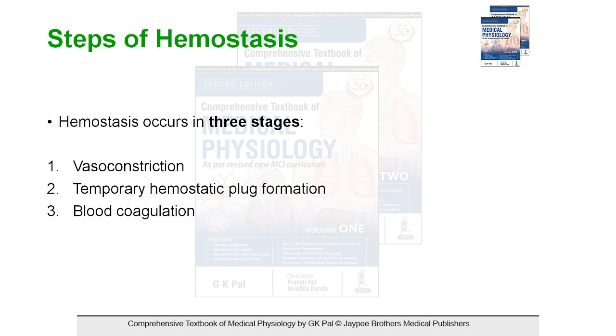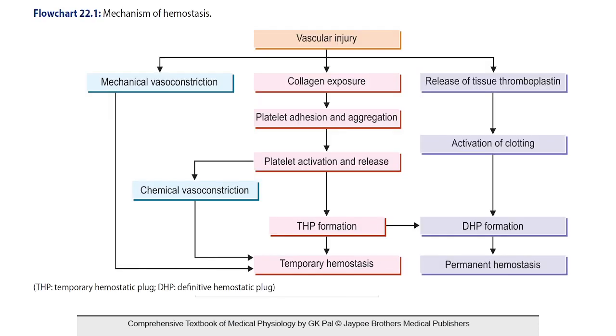So these are the major steps in hemostasis. The first one is the vasoconstriction. Vaso means blood vessel, so it is the narrowing of the diameter of a blood vessel, thereby preventing the loss of blood from the blood vessel. That is vasoconstriction. The second one is temporary hemostatic plug formation. And the third one is the complete clotting of the blood by forming the fibrin thread.